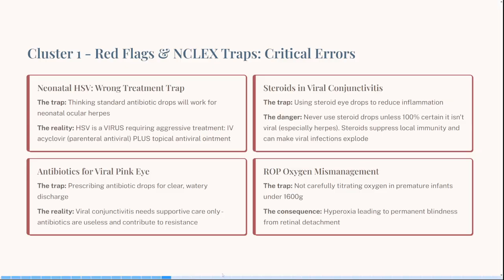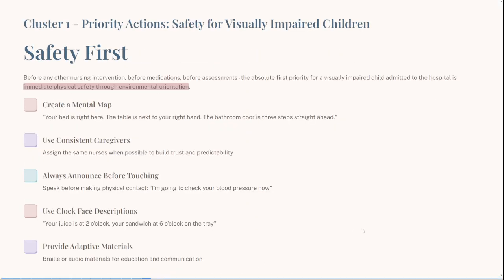And for kids with more permanent visual impairments, what's our focus in the hospital? It's all about safety and development. We use tools like Braille or audio materials for education. In the hospital, it means creating a safe, predictable environment. We try to have consistent caregivers to build trust. And we're constantly orienting them. Always speak before you touch them. Describe what you're going to do. Use clock faces to describe where food is on their tray. It's about building a world they can navigate without sight.